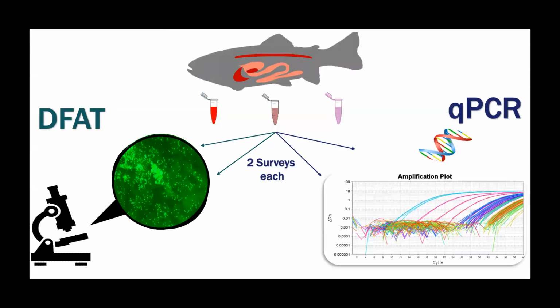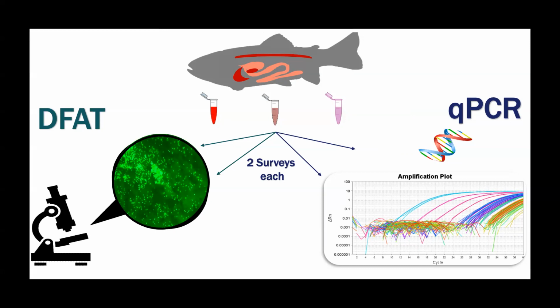So tissues were tested with both assays of DFAT and qPCR for our study. So we did not follow the typical methods of the presumptive, then the confirmatory testing. We just did both. And also each tissue was tested twice for each assay, which we defined by a survey.